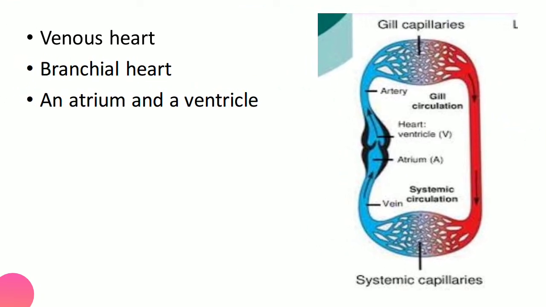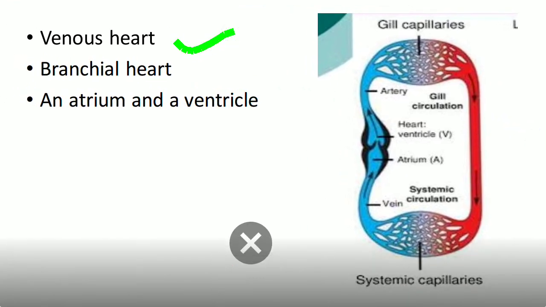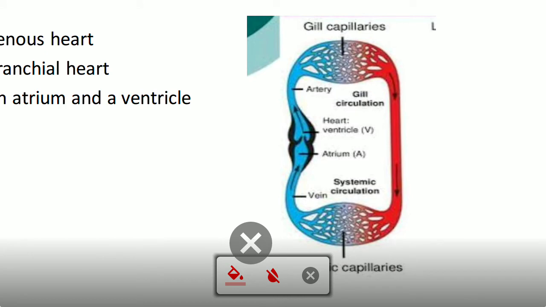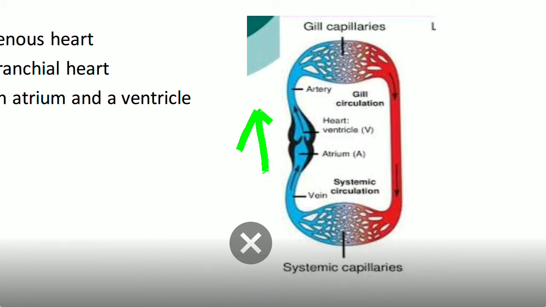Now you should know that fishes have a venous heart and a branchial heart. What are the venous heart and branchial heart? When the heart is supplied only by deoxygenated blood, you can see here the blue blood, deoxygenated blood entering the heart only once, in a single time, it is known as a venous heart.